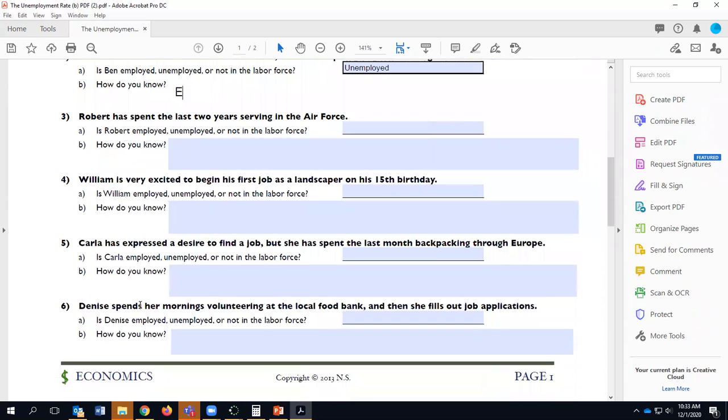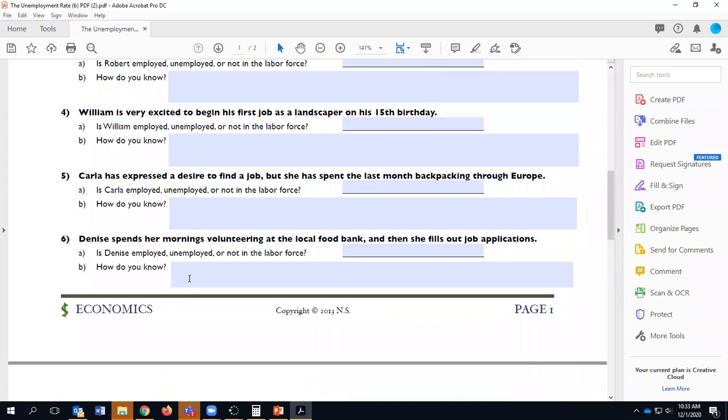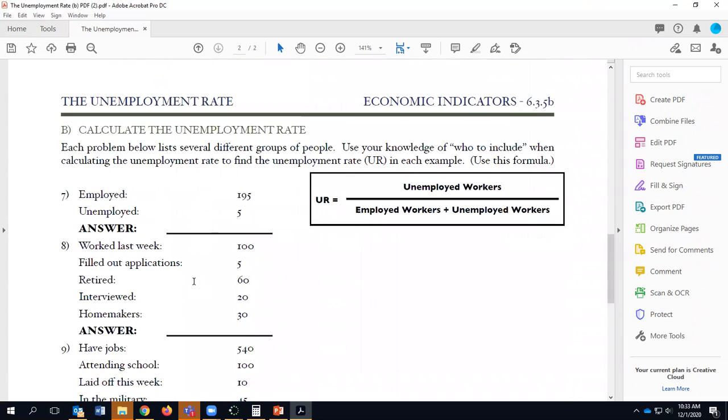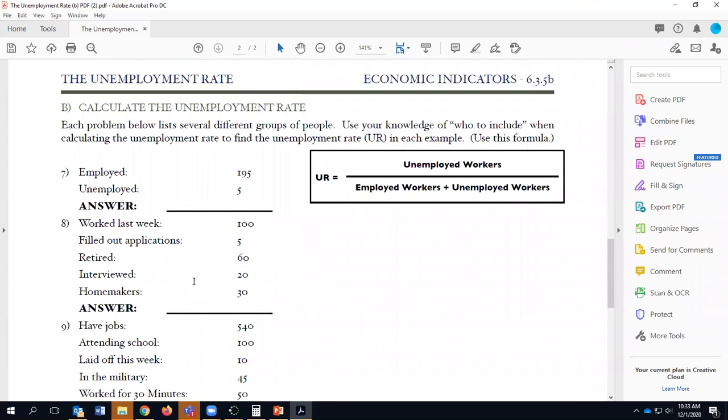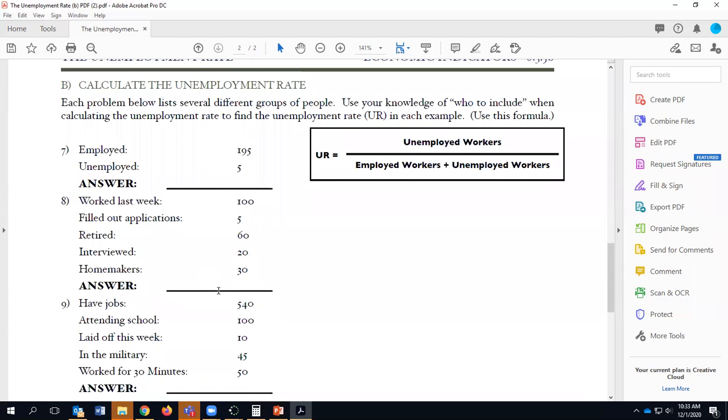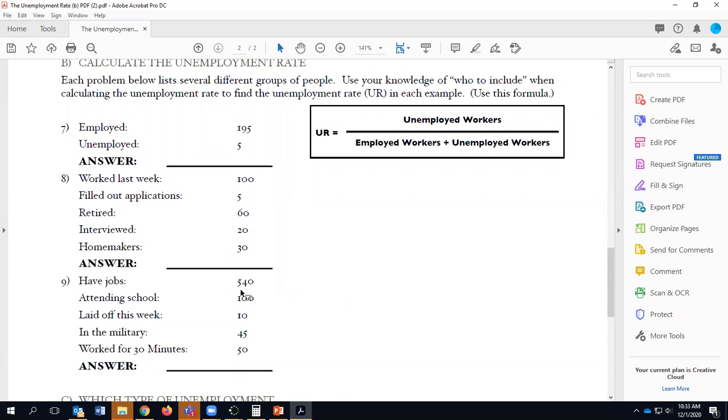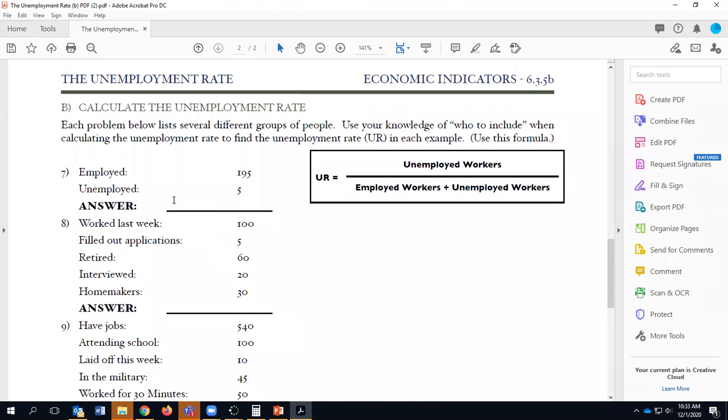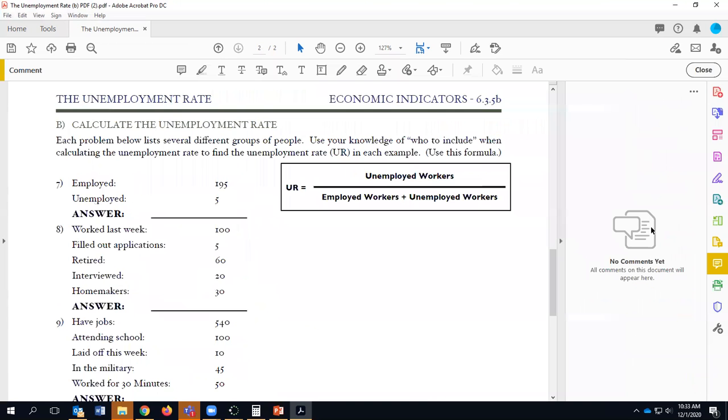All right, so I'm gonna let you guys do 3 through 6 on your own, but let's look at the back real quick. So each problem below lists several different groups of people. Use your knowledge of who to include when calculating the unemployment rate to find the unemployment rate in each example. I didn't put a box here.